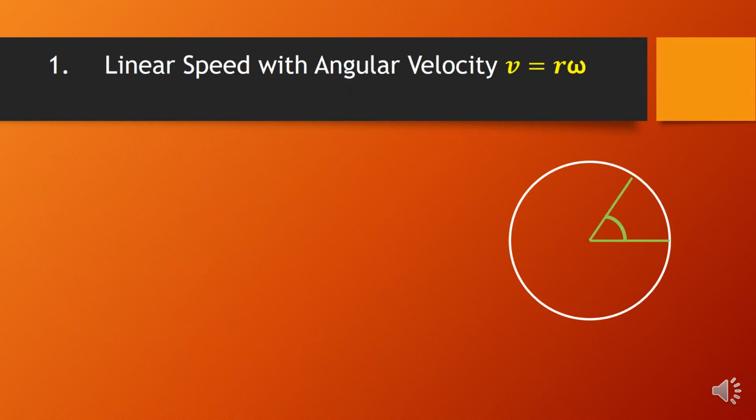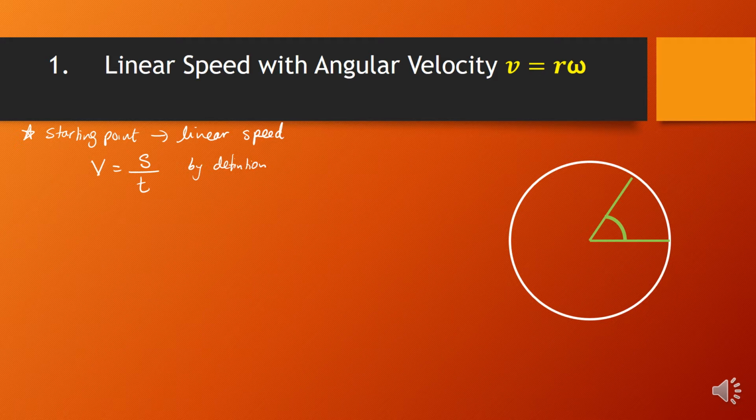So the first expression we're asked to derive is the relationship between linear speed and angular velocity, v equals r omega. As with all your derivations, you'll need to memorize your starting point. And for this, we're going to start with linear speed, just regular speed. By definition, speed or velocity equals distance over time, or s for displacement over t for time. v equals s over t, and that's by definition.